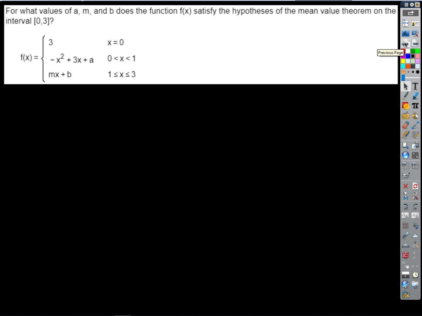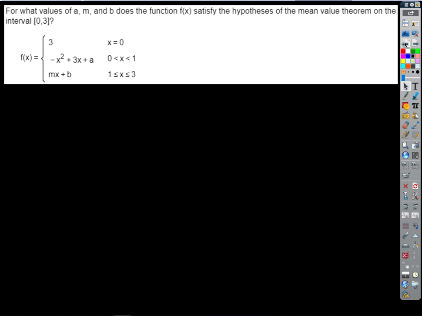All right. We're not going to get anything, not enough work time, so let's try one more, and then I'll give you guys a work day on Monday. We'll work together on this stuff. So for what values of a, m, and b does this function satisfy the hypotheses of the mean value theorem on the interval from 0 to 3?